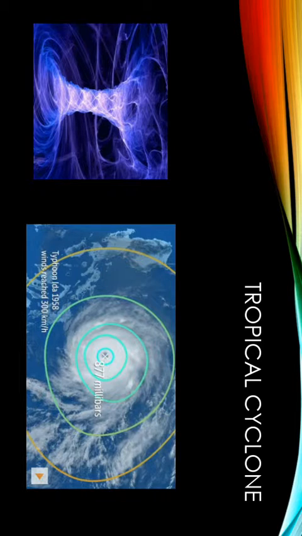This is the picture of a tropical cyclone. This is the satellite imagery of a tropical cyclone. The pressure decreases toward the center.